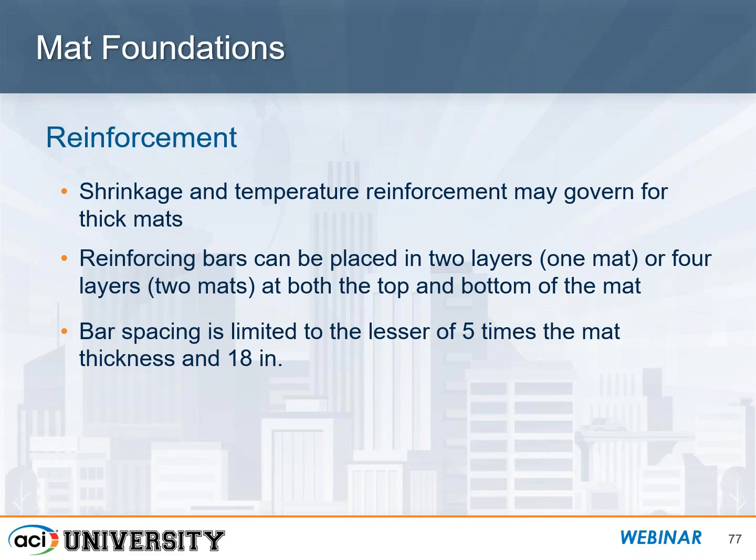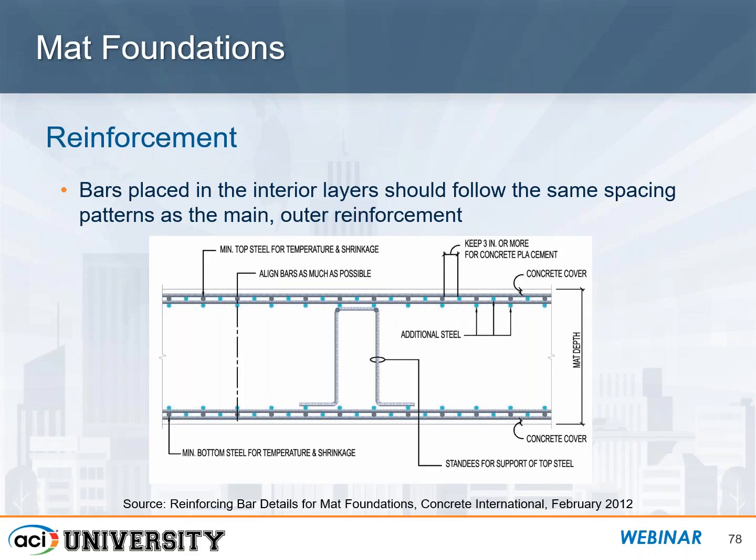What are your layout options? Well, you can have reinforcing bars placed in 2 layers, one at the top and one at the bottom, or for your heavier mats, 4 layers, where there are 2 mats at both the top and bottom of the mat. According to ACI 318 requirements, the bar spacing is limited to 5 times the mat thickness, or 18 inches. So these are all the parameters that we work with.